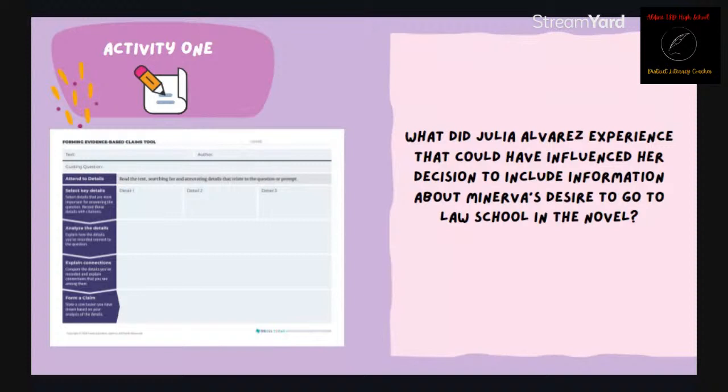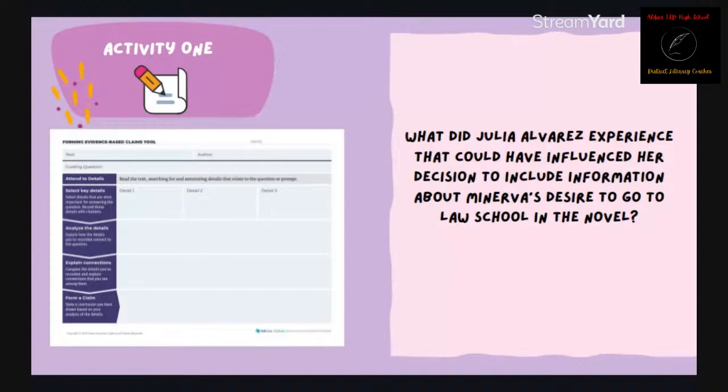What did Julia Alvarez experience that could have influenced her decision to include information about Minerva's desire to go to law school in the novel? Students use what they have read to find key details in Chapter 6, a postscript, Still the Time for the Butterflies, a note from the author, and the reading and discussion guide that present Alvarez's experiences that influence the content of the novel. This activity challenges students' abilities to view literary text through a specific lens or viewpoint.